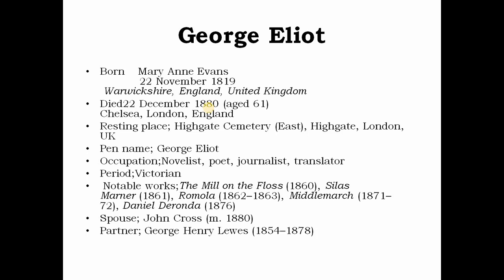So she lived in the UK. Pen name, as we have already read, George Eliot. Real name is Mary Ann Evans, and her occupation, definitely a novelist, poet, journalist, translator. And this period is the Victorian period. Notable works, The Mill on the Floss, that we are concerned with deeply, and others are written here as well.